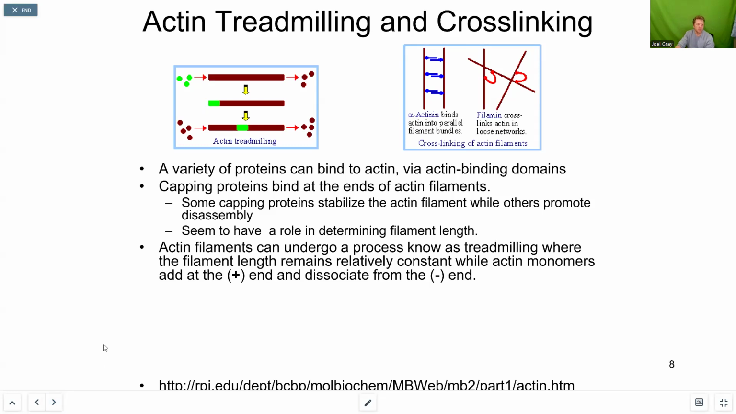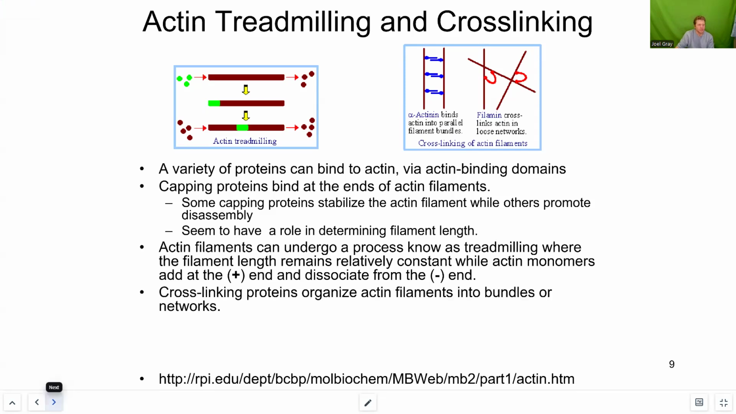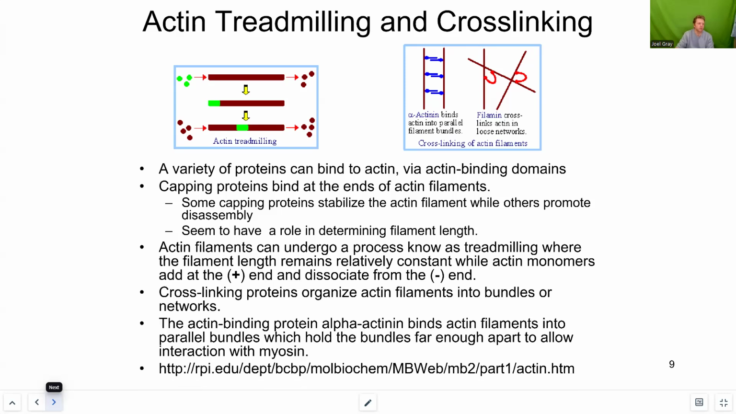Now, actin filaments can undergo a process known as treadmilling, where the filament length remains relatively constant, while actin monomers add to the plus end and dissociate from the minus end. Cross-linking proteins organize actin filaments into bundles or networks, and the actin binding protein alpha actinin binds actin filaments into parallel bundles, which hold the filaments far enough apart to allow interaction with myosin. This right here, alpha actinin.